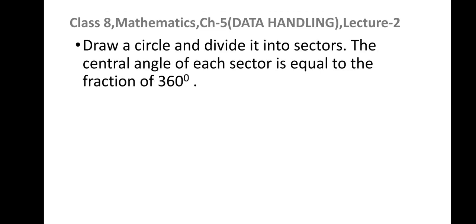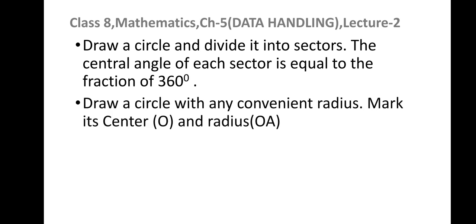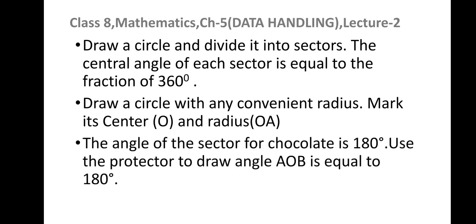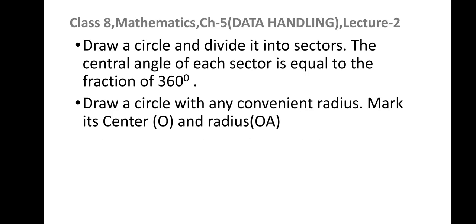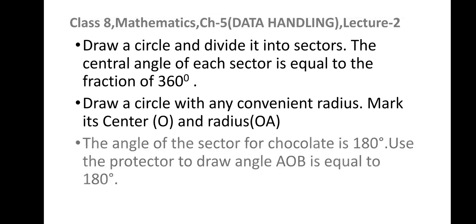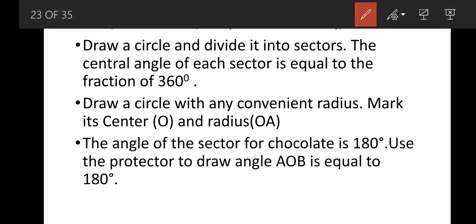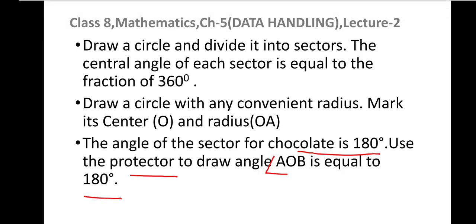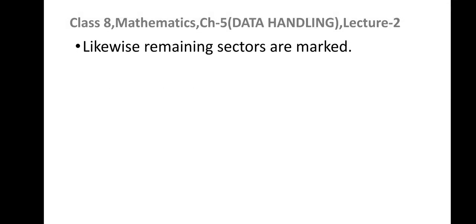Then draw a circle and divide it into sectors. The central angle of each sector is equal to the fraction of 360 degree. Draw a circle with any convenient radius. Mark its center O and radius OA. The angle of the sector for chocolate is 180 degree. Use the protractor to draw the angle AOB, that is equal to 180 degree. And then you will be able to make the remaining sectors.